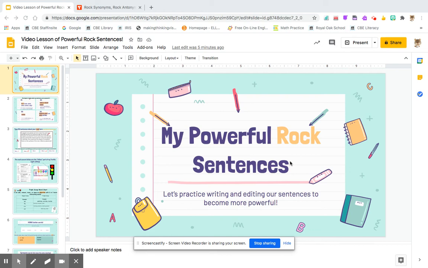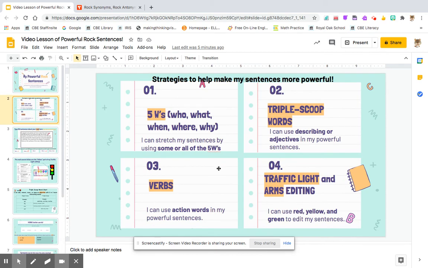Hi, kids. We are going to be learning how to write powerful rock sentences. So, we're going to practice writing and editing our sentence to become more powerful. The strategies that we're going to be using to help us make them more powerful is our 5 W's that we've been practicing: the who, what, when, where, and why. So, we're going to stretch our sentences using some or all of the 5 W's.